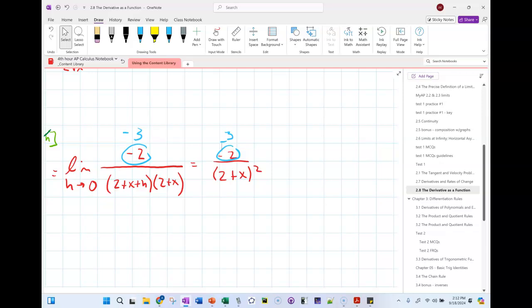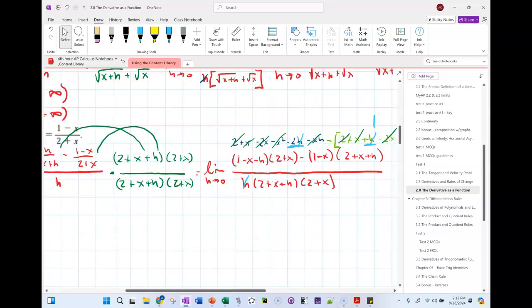So if x equals a is undefined at f, the derivative there does not exist. So it'll be undefined in f prime as well. Everybody's okay? Cool.